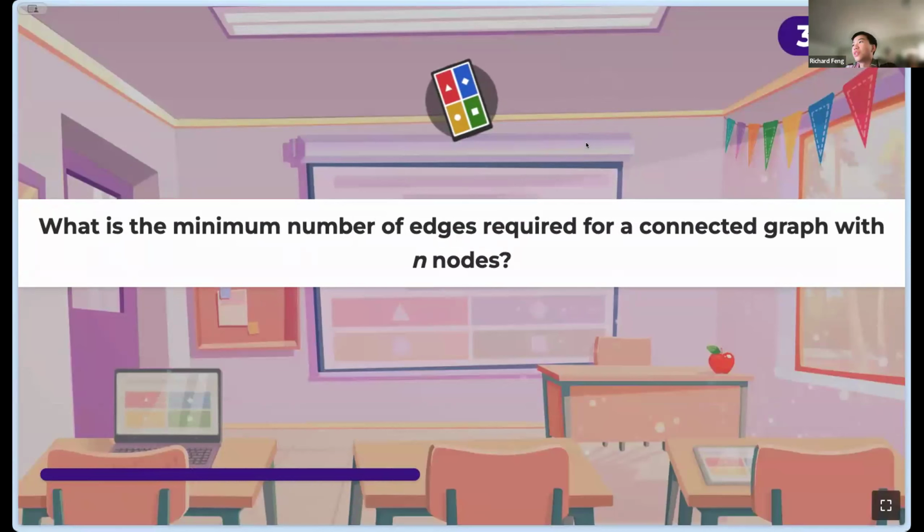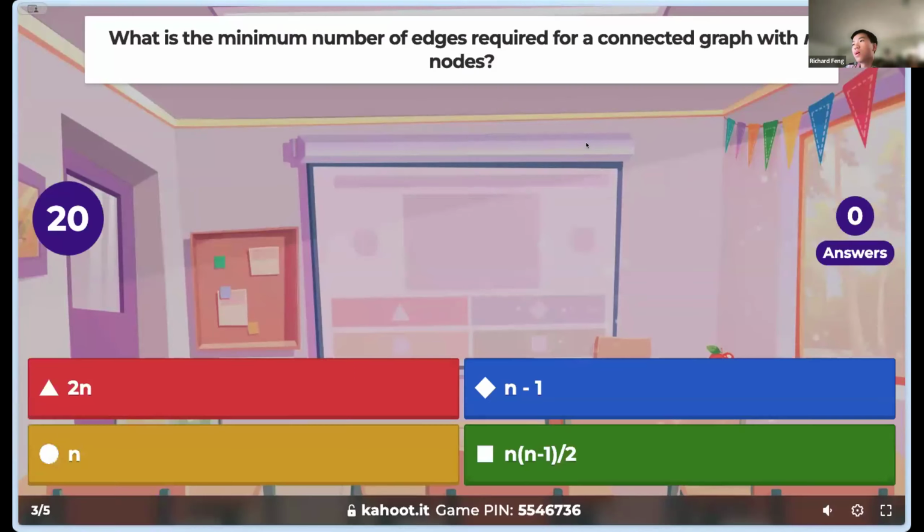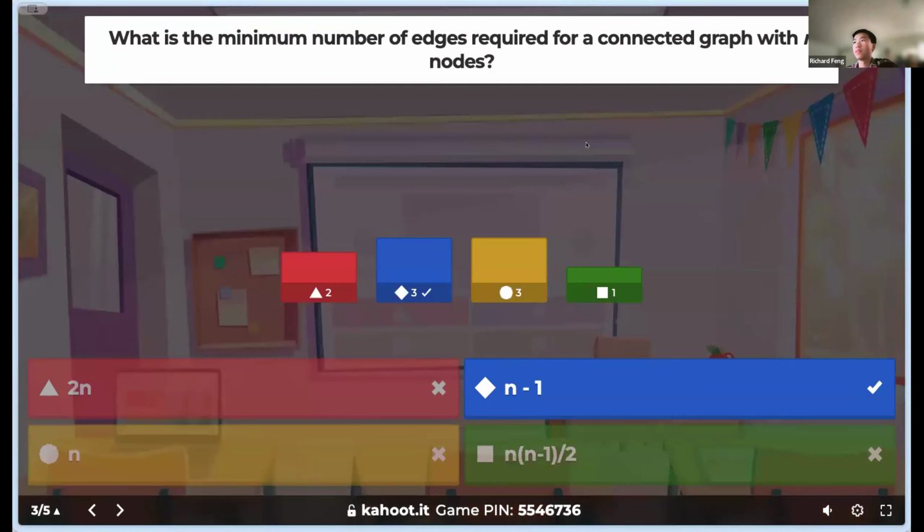What is the minimum number of edges required for a connected graph with n nodes? So a connected graph is just where every vertex has a path to every other vertex, but not necessarily every two vertices have to have an edge. Okay, so the answer for this one is n minus 1. So let's say n is equal to 4 and we have four nodes. The minimum number would just be 3 edges for it to be a connected graph. So that would be n minus 1.